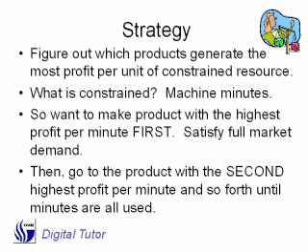Our strategy is going to be to figure out which product generates the most profit, not per unit, because we can't make all the units that the market would like us to make, but profit per minute, because the minute is what's constrained. And so we'll make whatever gives us the most profit per minute first until we satisfy that market demand, and then we'll go to whichever one has the next best profit per minute and continue until we run out of minutes. Let's have a look and see how this will work.